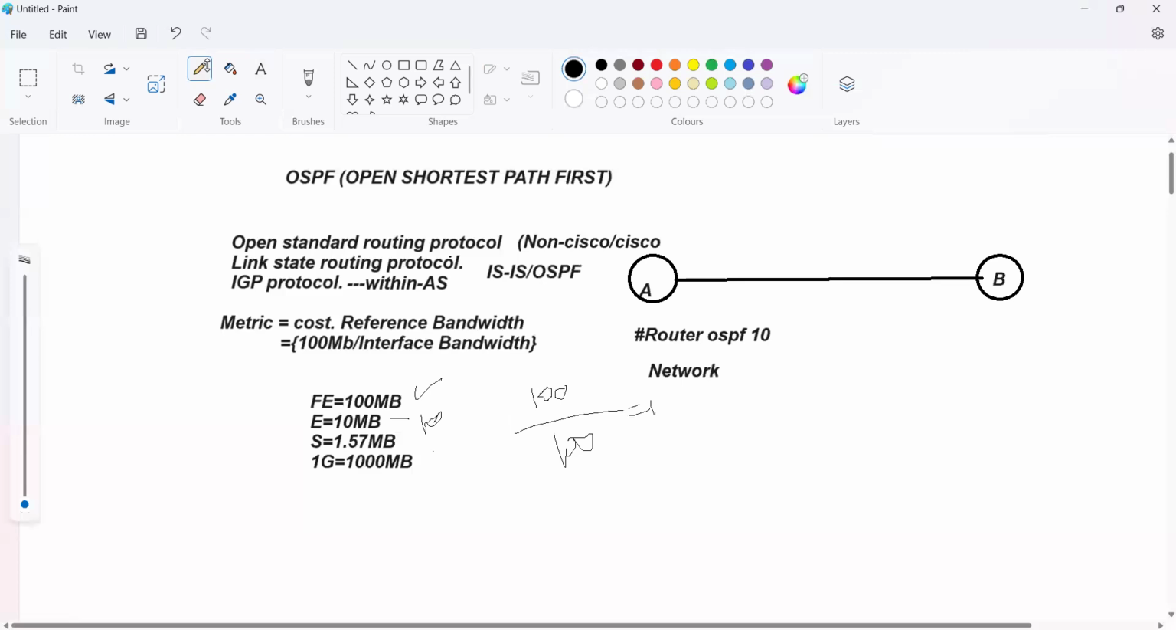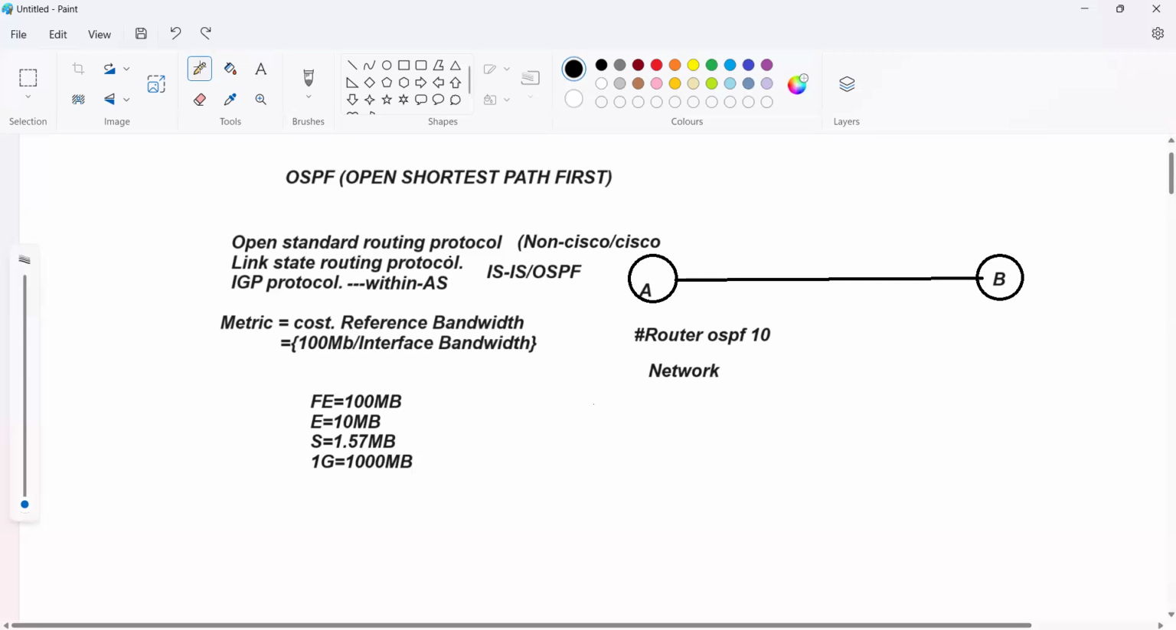You can calculate it, and here we'll get 1 only. 0.1 we'll get, but we'll take it as 1 only. For that serial interface, bandwidth is 100 divided by 1.57, then you'll get the value 63 something, 63 kbps something. Likewise, we'll calculate the bandwidth.